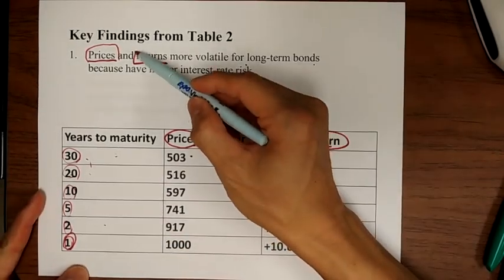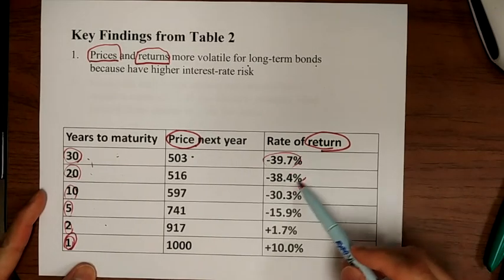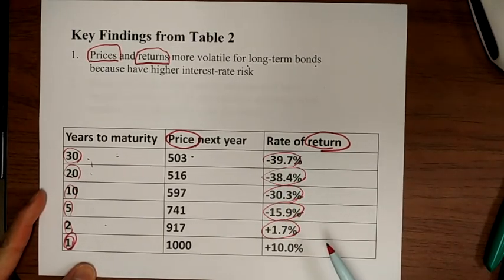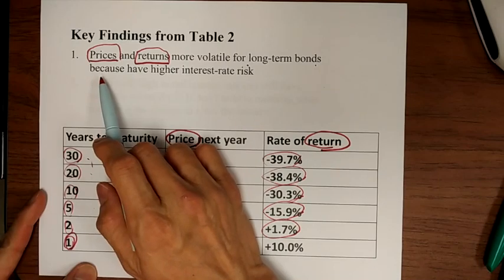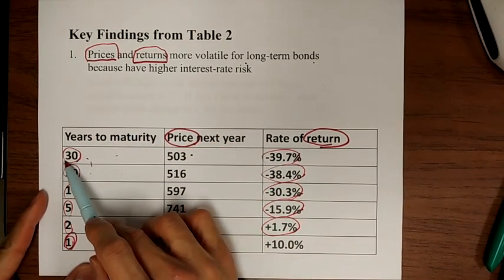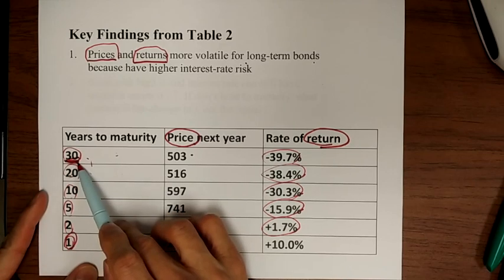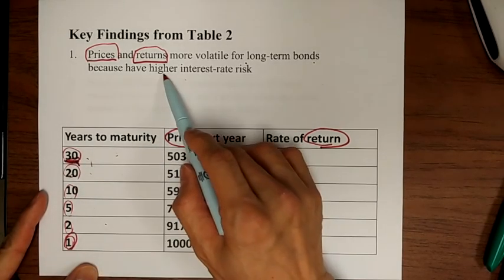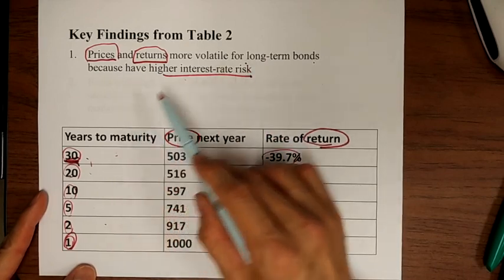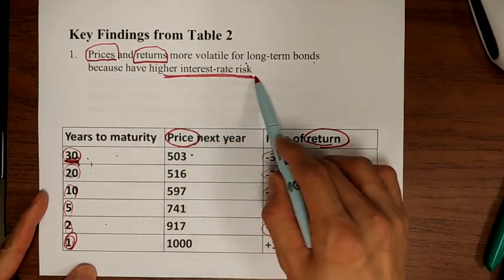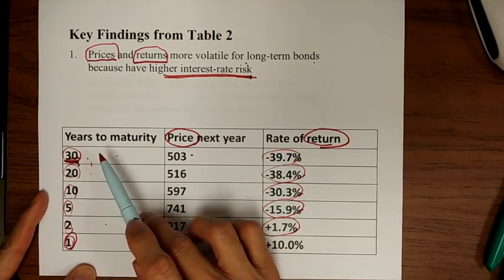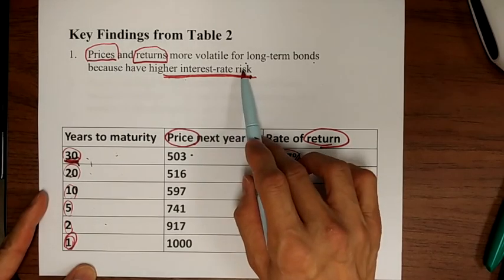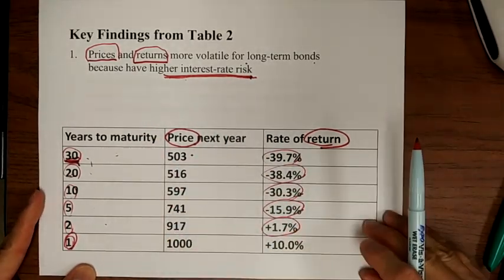Same thing here. Returns are more volatile for longer-term bonds. Why? Because longer-term bonds, you have to hold the bond for longer time. And interest rate may change from 10% to 20%. That is the interest rate risk. And if you have to hold the bond for a longer period of time, you're suffering this risk for a longer period of time.